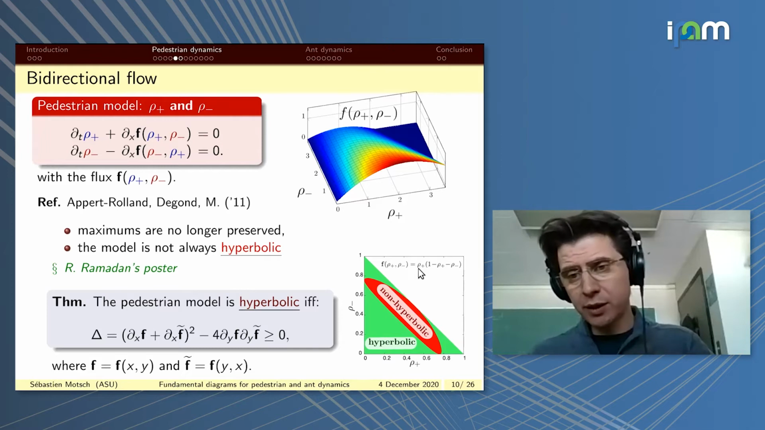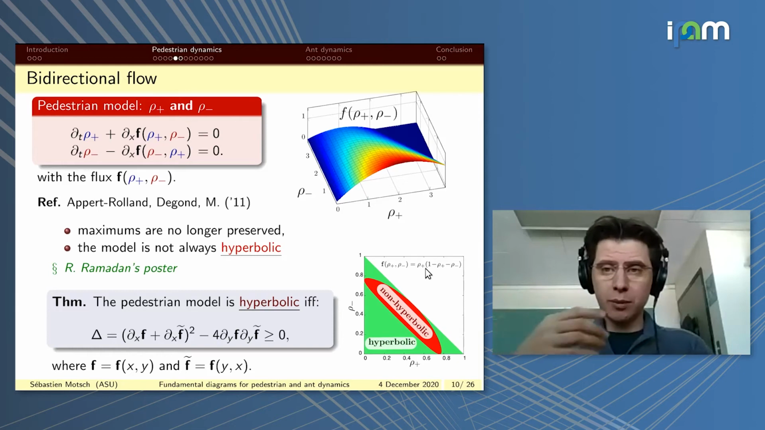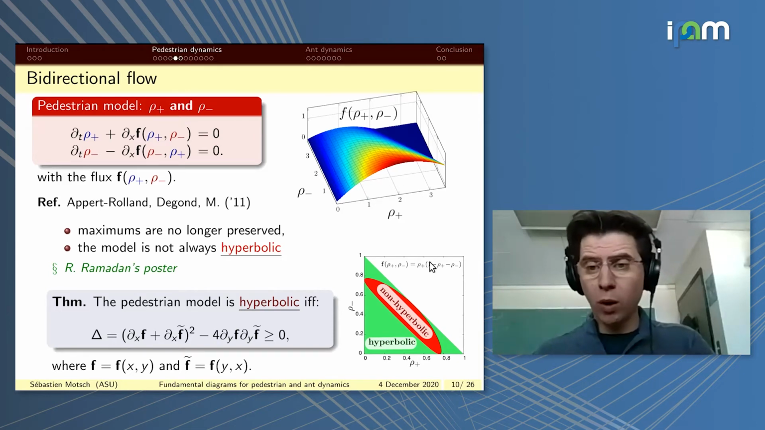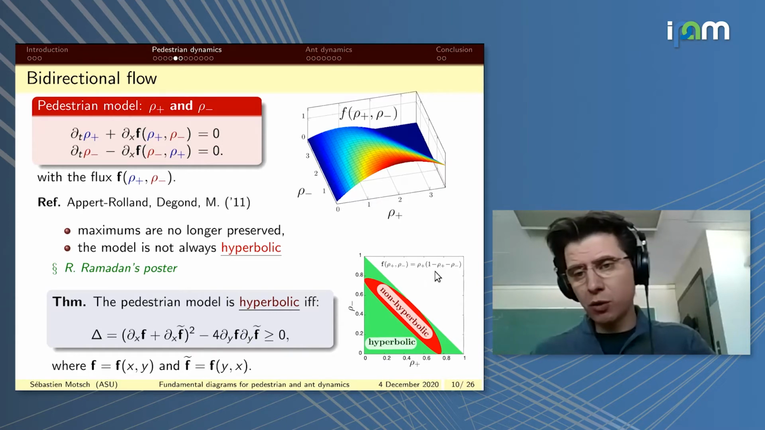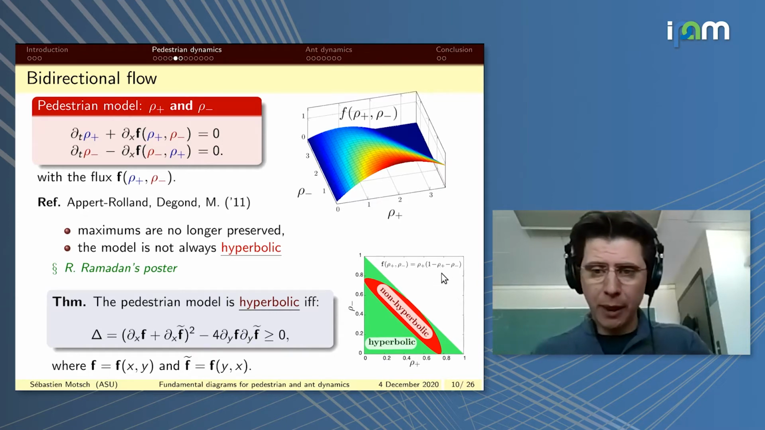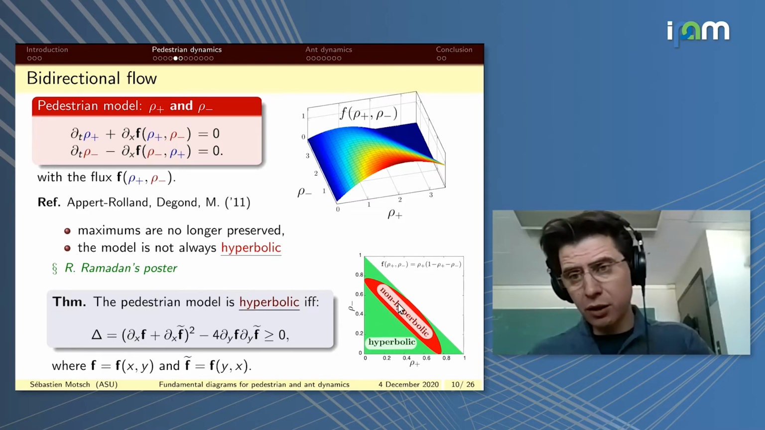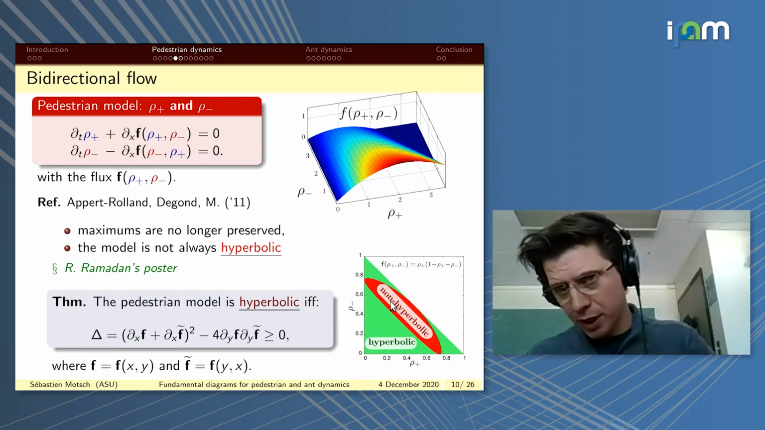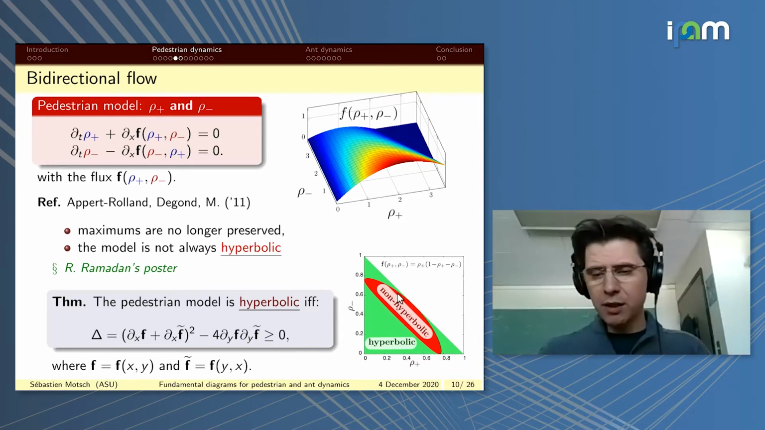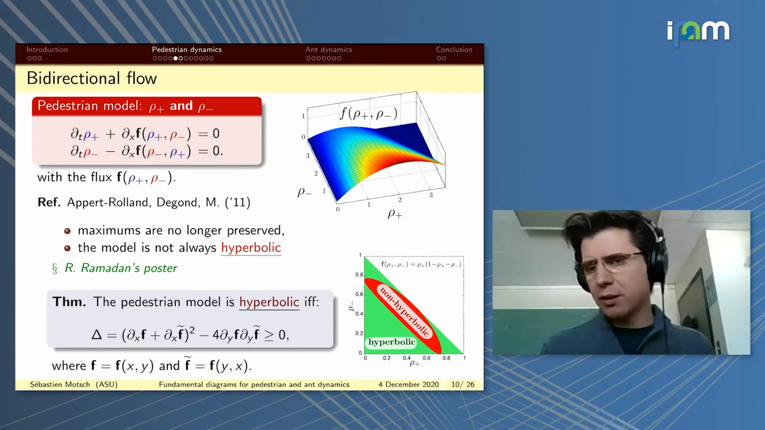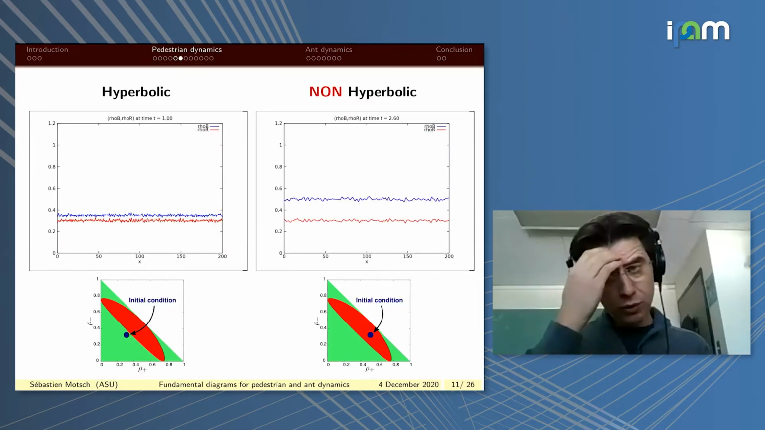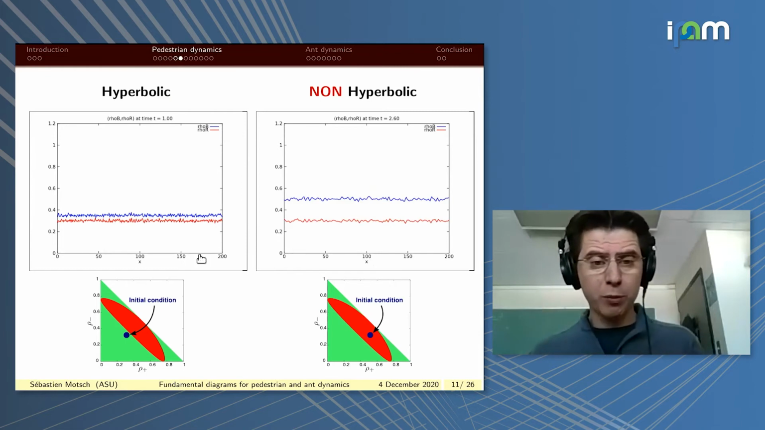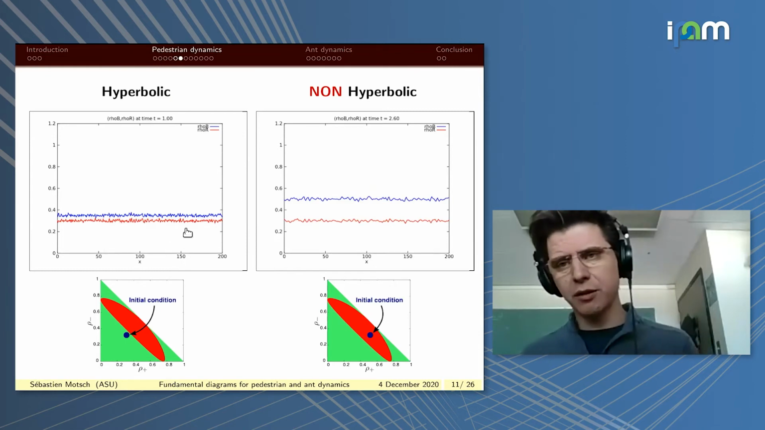So if there is no counter pedestrian or no pedestrian around me, it's just my speed. And this speed actually decreases as rho plus and rho minus increase. If you take this very basic flux, you have this non-hyperbolic region here in the middle. And this is not just, okay, who cares that it's non-hyperbolic? Actually, if you do some numerical experiment with what's happening, you're going to see it's very, very different.